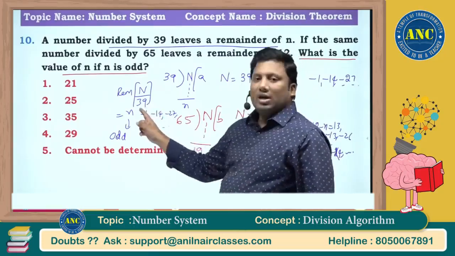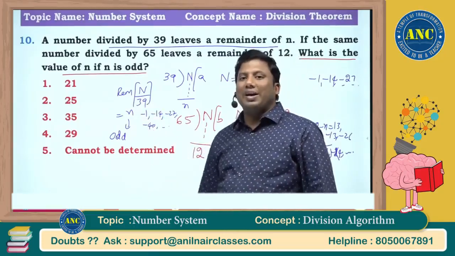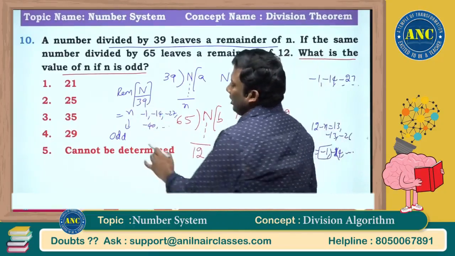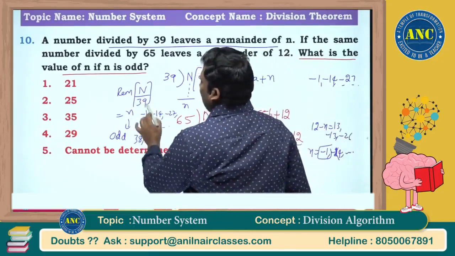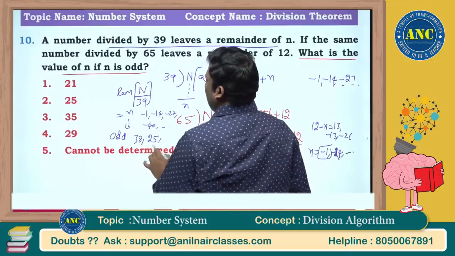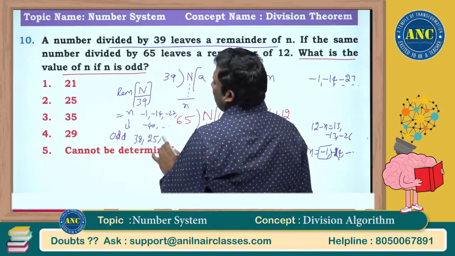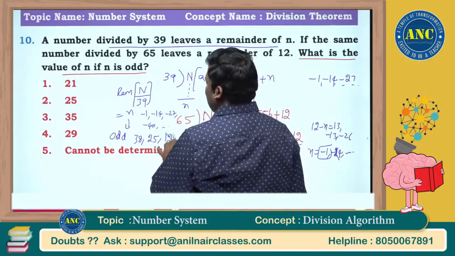39 minus 1. If you get a negative remainder, add the denominator. 39 minus 1 is 38, it is an even number. 39 minus 14 is 25, it is an odd number. 39 minus 27 is 12, it is an even number.